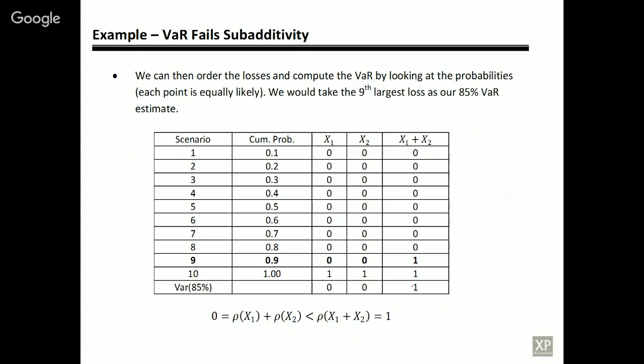And then you say, what is the 85% VAR? Well, the 85% VAR for X1 and X2 is 0, but the 85% VAR of the combined is 1. So now we've shown that the risk of X1 plus X2 is 1, which is greater than the individual risks combined, which shows that VAR fails subadditivity. This is a very simple example that you could quickly spit out on the exam to show how VAR fails subadditivity.